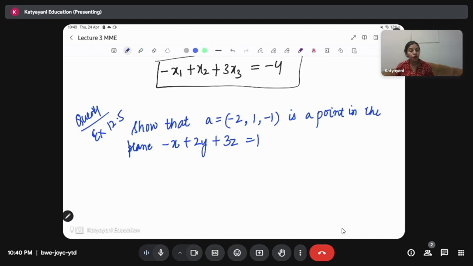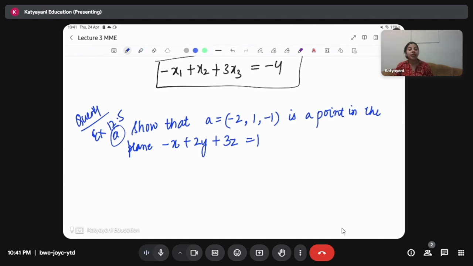So you're given the equation of a plane and you are given a point as well. This is the first part of the question, A part. You are given a point and you are given a plane. You have to show that this point actually lies in this plane. So if a point lies in that plane, all the coordinates should satisfy the equation of the plane. That is, if in place of the x coordinate I put minus 2, in place of y I put 1 and in place of z I put minus 1, then this equation should be satisfied. Only then I can say that this point A would lie in the plane, right?